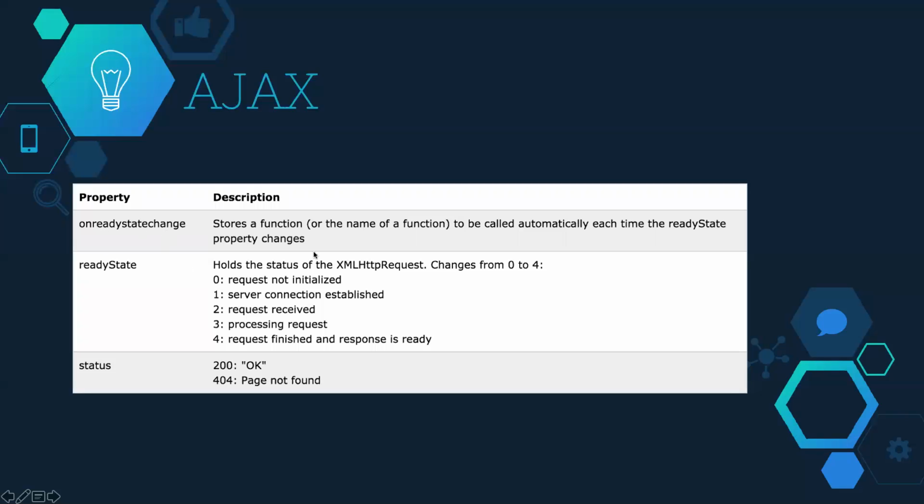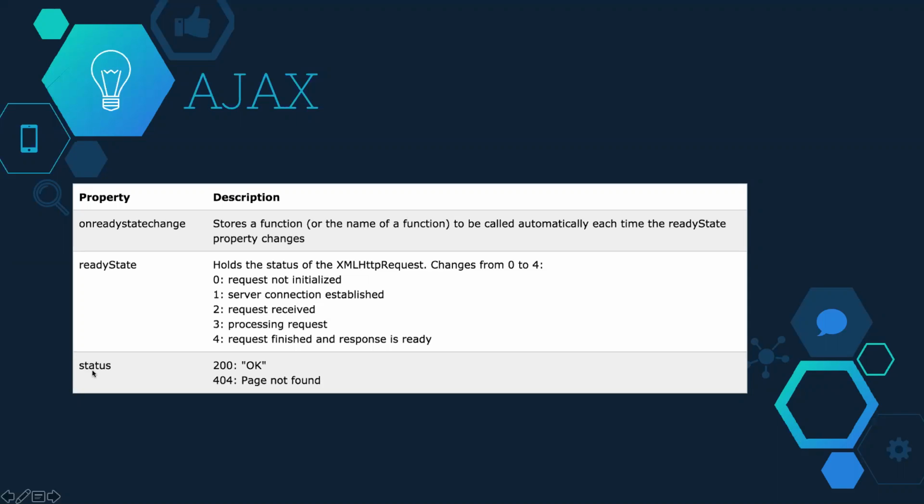You have onreadystatechange, described as storing a function to be called automatically each time the readyState property changes. Okay, so readyState holds the status of your XML HTTP request. You're making a request, and that request changes: either the request is not initialized, and then when you start making it, the server connection gets established, and then the request is received. The request is processing. And then the request is finished processing, and now your response is ready.